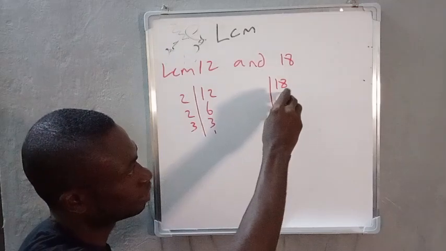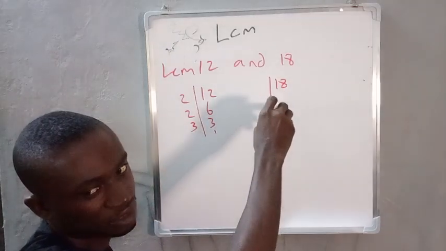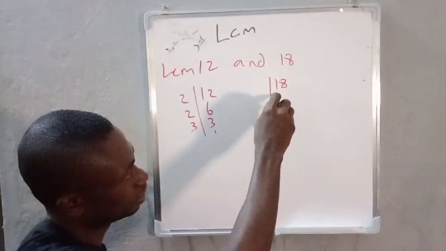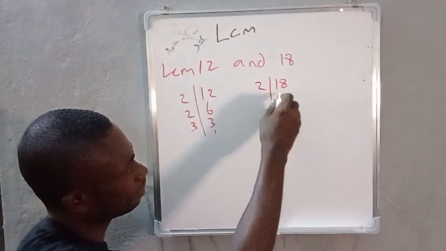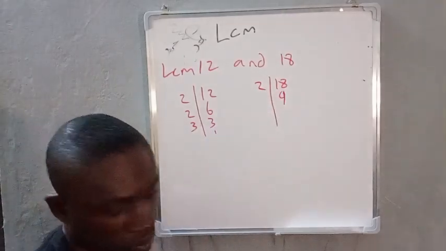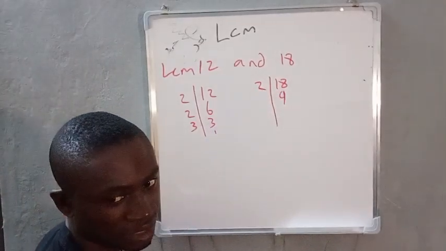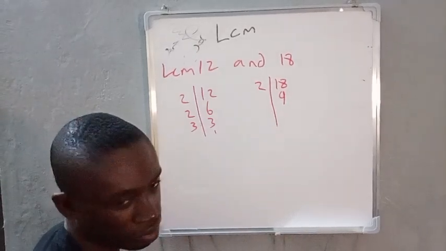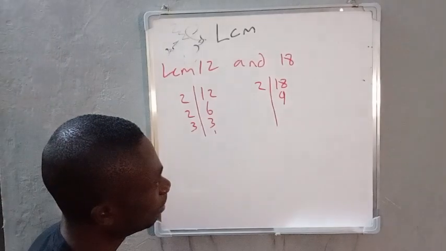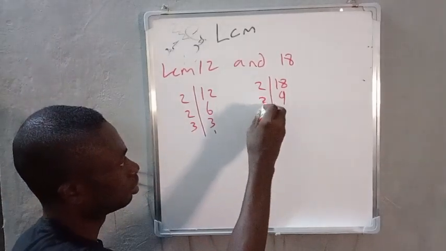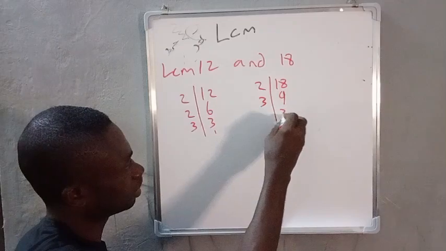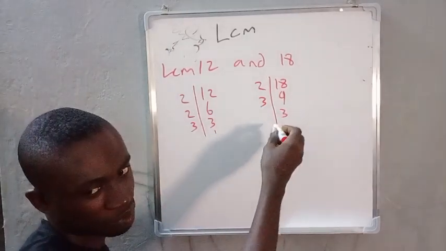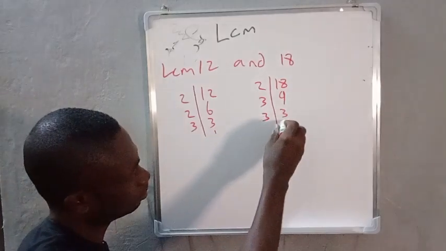Now if you want to divide 18, what number can you divide 18 by? The first lowest number, the lowest factor of it, is 2. When you say 18 divided by 2, it will give you 9. What number can you divide 9 by? You realize that you cannot divide 9 by 2 because 9 is an odd number. So the number you can divide 9 by is 3. When you say 9 divided by 3, it gives you 3. What number can you divide this 3 by now? It's only 3 because 3 is a prime number. You say 3 divided by 3 gives you 1.